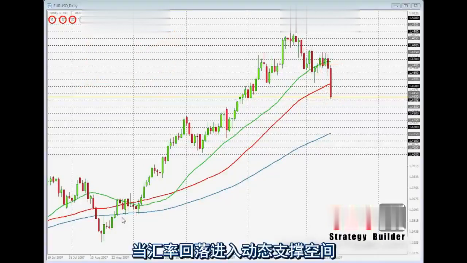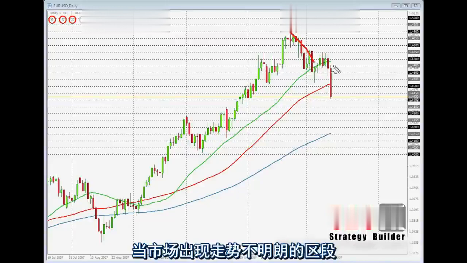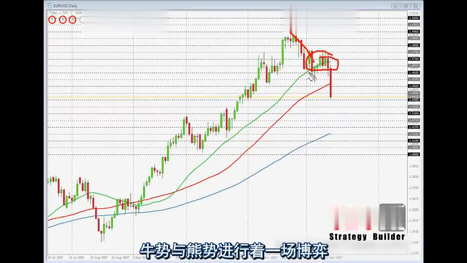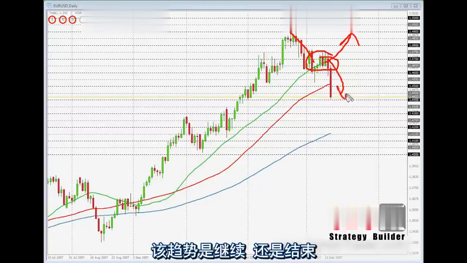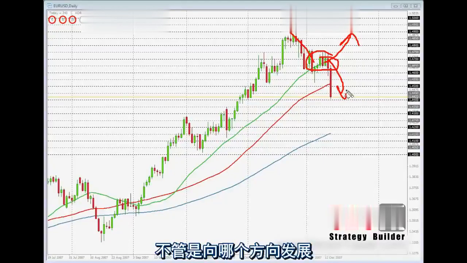So like I'm saying, usually when price retraces back to the dynamic area of support and we see indecision around this area, the bulls and the bears are battling each other. They are trying to decide whether this trend should continue or break. The outcome is rather momentum filled. Whichever way it's supposed to go, the outcome will take place in momentum.